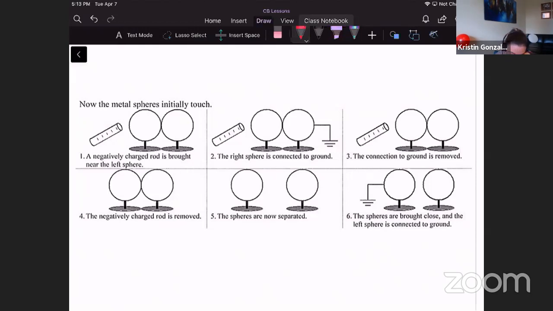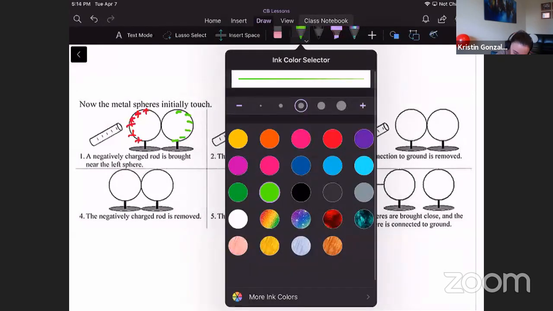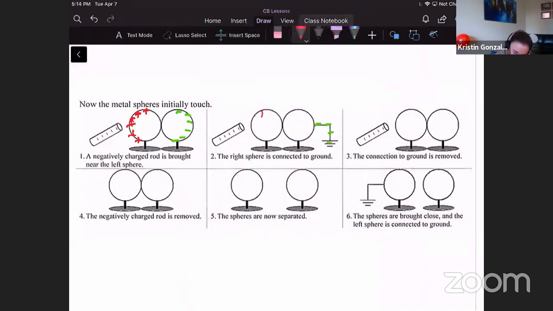We have our negatively charged rod that is brought close to these two spheres that are touching. So again, we're going to get positive charges here, and we're going to get our negative charge on the other side. Okay, so if we connect that rightward sphere to the ground, then we're allowing those charges to be able to leave or come in, right? We can have negative charges coming in, we can have negative charges going out. In this case, since we have this negative rod, those negative charges are going to want to leave. So they can go out the ground, still leaving our positive charges here.